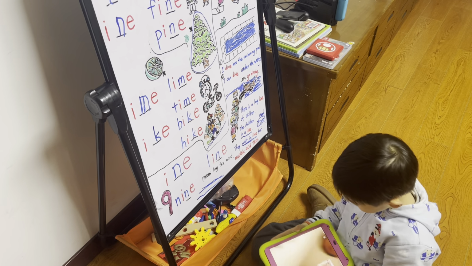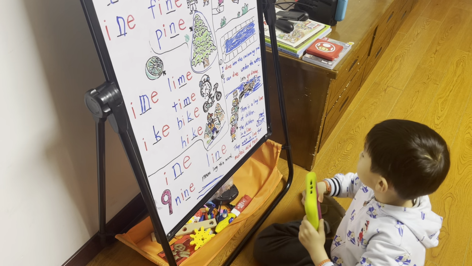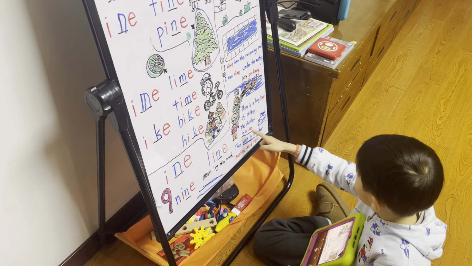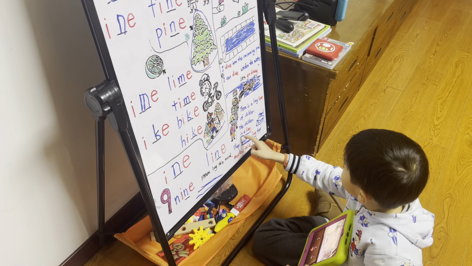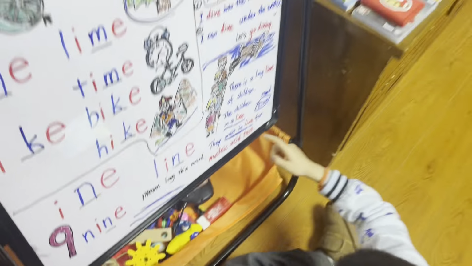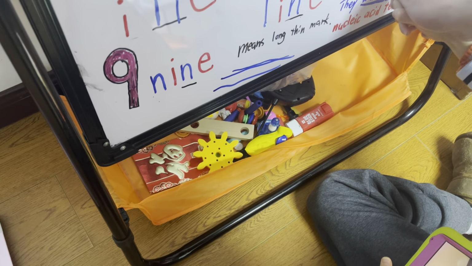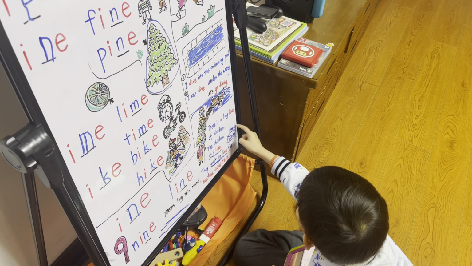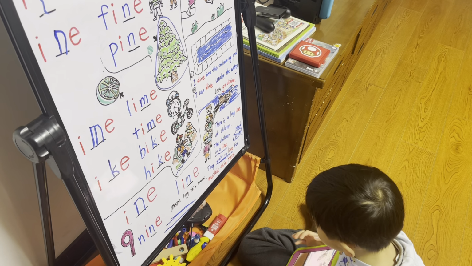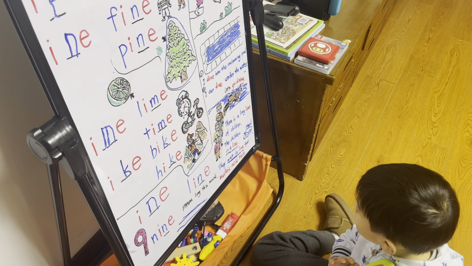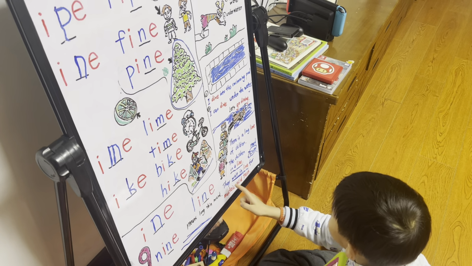Nine. Line. A long line of children. The children stand in a line. Remember, the children stand in a line. Stand. Stand up. They wait in line. Wait in line.